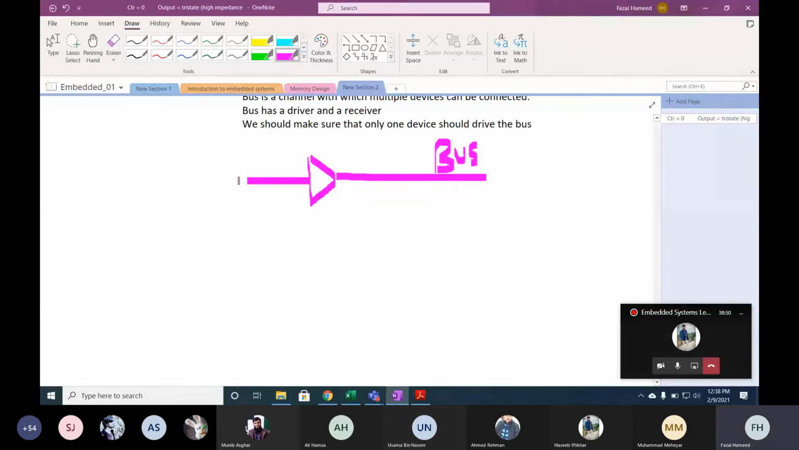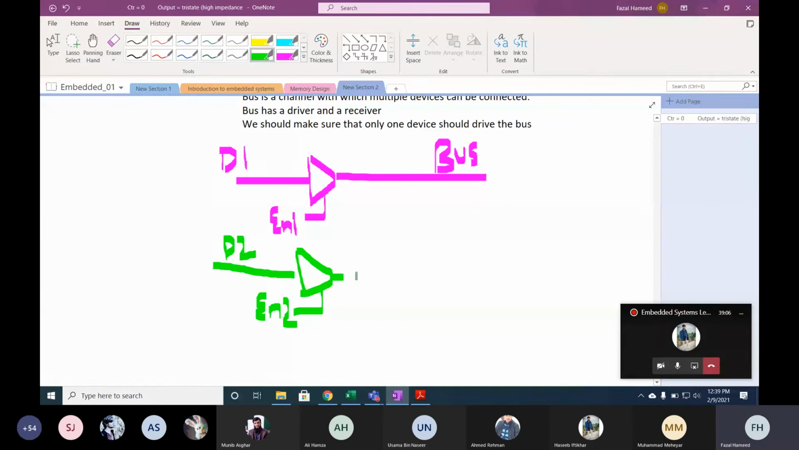And there are 3 devices. That D1 is connected to the bus, and it is controlled by the enable 1 signal. Now we have another device, D2, that is connected to the bus and it is controlled by the enable 2 signal. And now we have a third device, D3, connected with an enable signal enable 3.